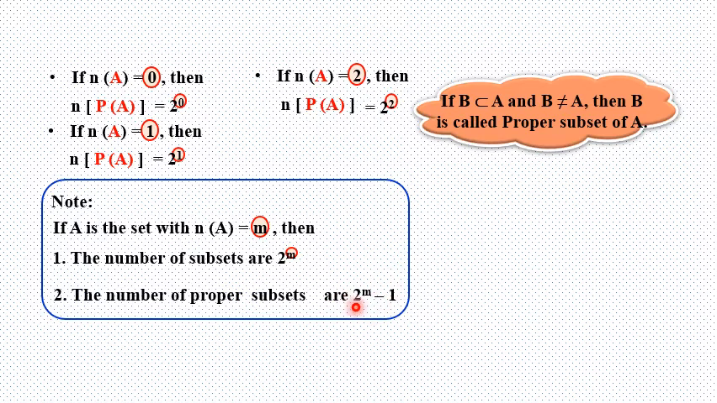In the proper subset, we don't consider the given set, meaning the whole set is not considered. That's the reason one element will be less. If they ask for the total number of subsets, it is 2 raised to m. If they ask for proper subsets, it will be 2 raised to m minus 1. Here is the definition: if B is a subset of A and B is not equal to A, then B is called a proper subset of A. Next we will take a question.